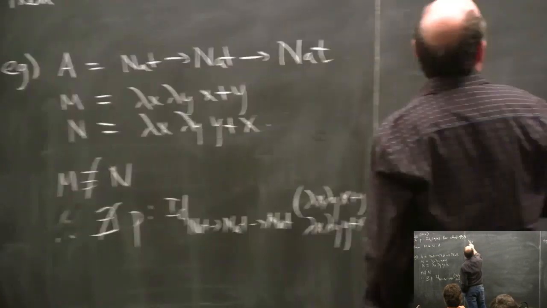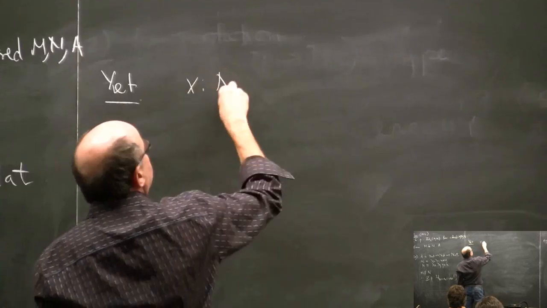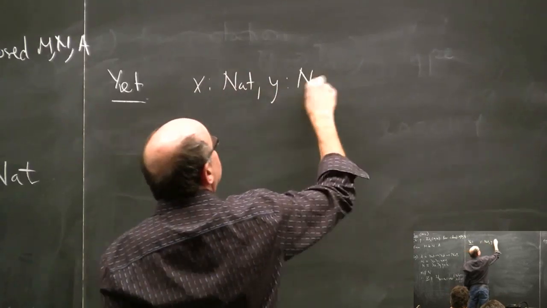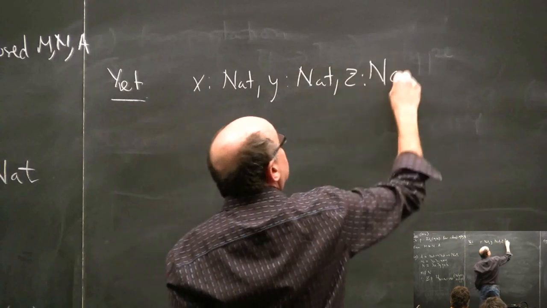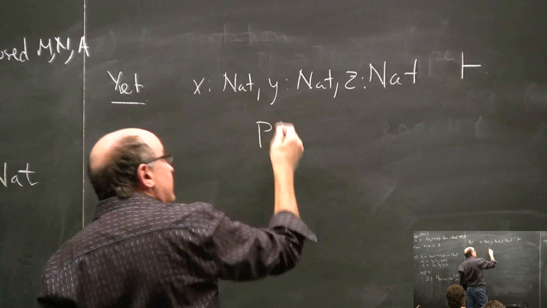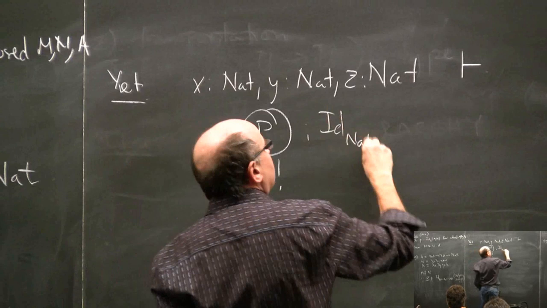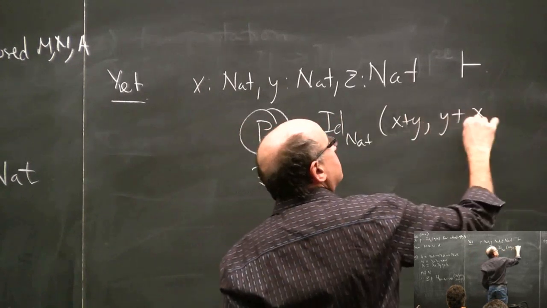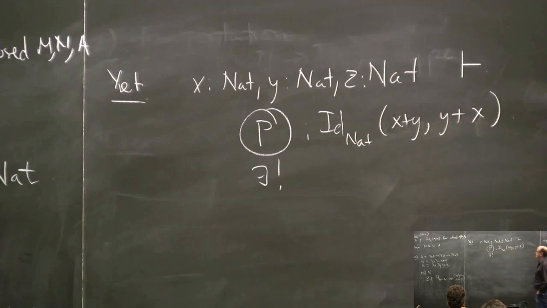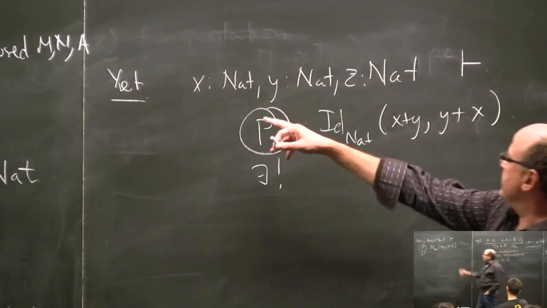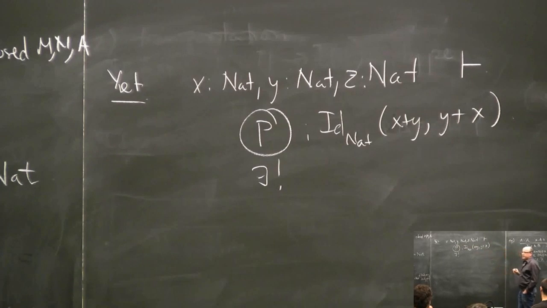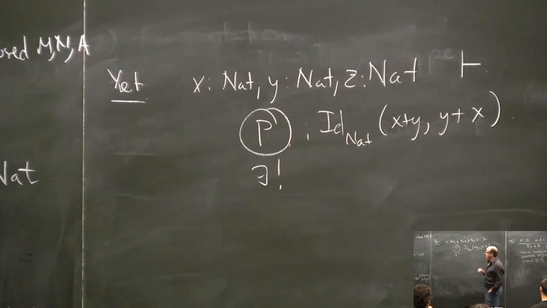Yet, I showed you and gave you for homework, given x, y, and z in nat, there exists a proof P, which I gave you for homework, that id nat x plus y and y plus x. I gave you that to look at. There exists such a proof term. And so now you definitely think I'm nuts. Okay? Because I'm telling you, for every x, y, z in nat, x plus y is equal to y plus x. There's a proof for that. You can write that down.